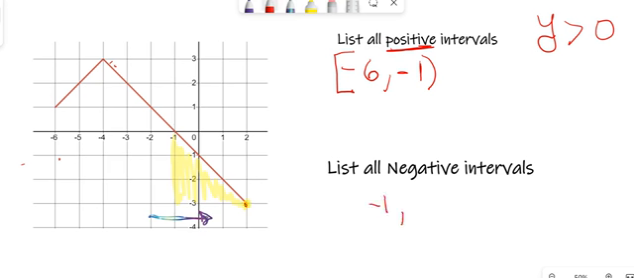Where did it stop being negative? It stopped being negative at 2. Should I include positive 2? Let's see. This is 2, -3. Yes, I should include it because the y is negative. Should I include -1? No. What is the reason? 0 is not negative, so this is my negative interval. I hope this helps you.